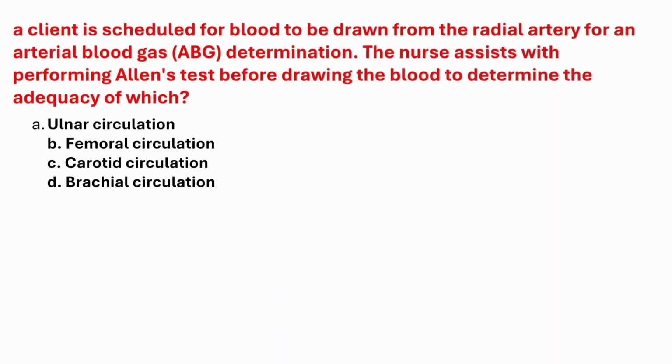Inverse fever. A client is scheduled for blood to be drawn from the radial artery for an arterial blood gas determination. The nurse assists with performing the Allen test before drawing the blood to determine the adequacy of which? A. Ulnar circulation. B. Femoral circulation. C. Carotid circulation. D. Brachial circulation. The correct answer is A.